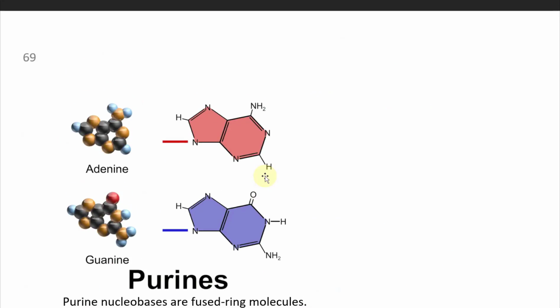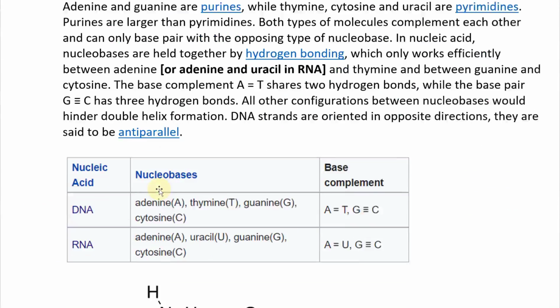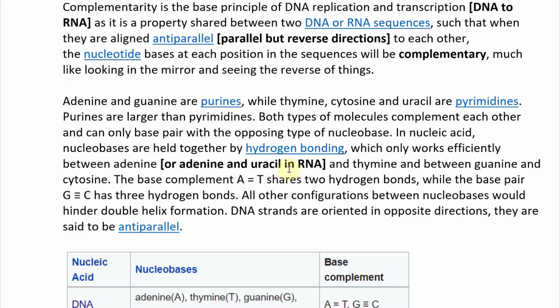GC. Where's the G? And then there's a C, yeah, so GC. So you're going to have to mix up the opposite, either pyrimidine or purine. So both types of molecules complement each other and can only base pair with the opposing type of nucleobase. In nucleic acid, nucleobases are held together by hydrogen bonding, which only works efficiently between adenine and uracil.